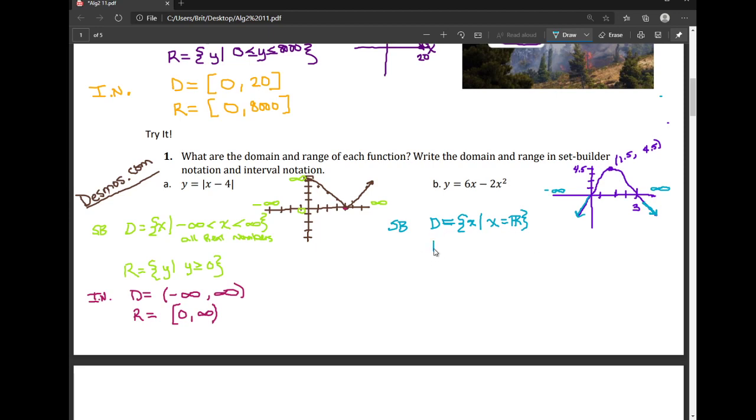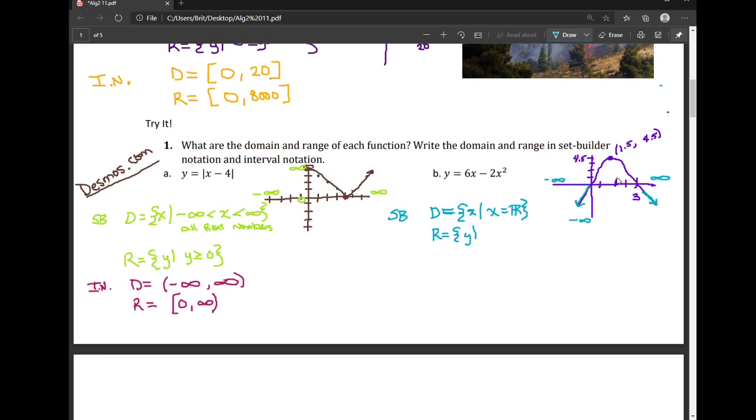So now let's look at our range. Our range is equal to the set of y values, and then we have to actually look at what y values are being covered. These arrows at these end points here, they're going down forever, right? So we know that y is going towards negative infinity. But our biggest y value is here at 4.5. So that means we're considering all the y values that are less than or equal to 4.5. And that's where that comes from. And then we close our curly bracket.